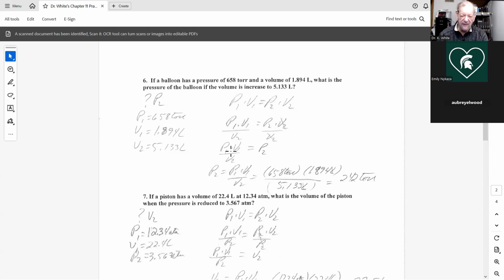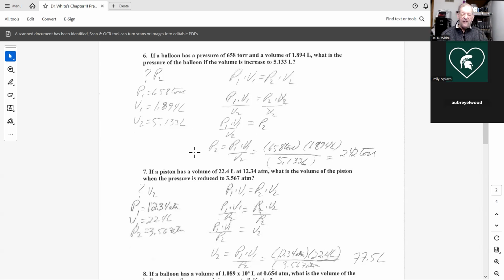And on this side, you have P1 times V1 over V2. Now, you don't have to do it, but I like to. I rewrote this where you have P2 equals P1, V1 over V2. Now, we took the time to figure out what is P1, V1, and V2. P1, I'll put in 658 torr. V1, 1.894 liters. And V2, 5.133 liters. Now, you do the math.